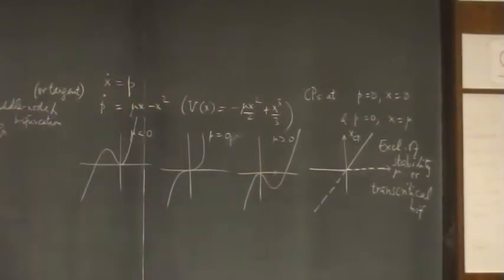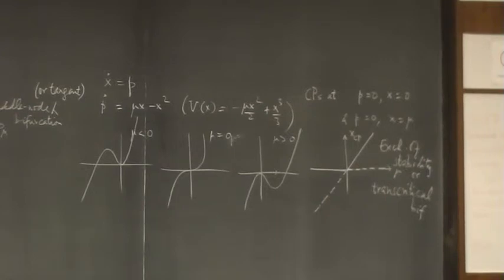And the last of these elementary bifurcations is this thing here. It's mu x minus x cubed. This is mu x minus x squared. The next one is mu x minus x cubed.